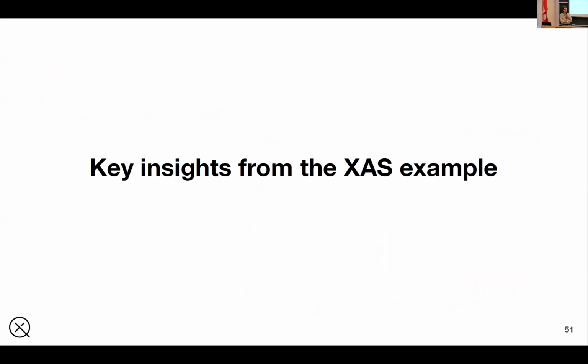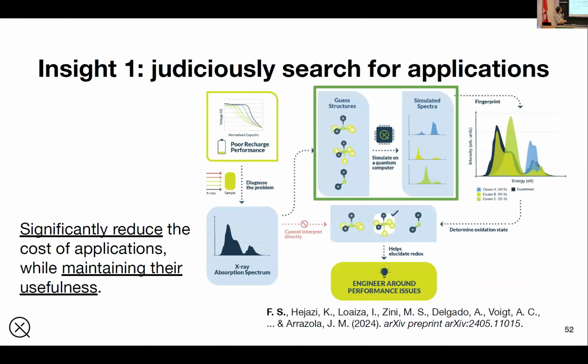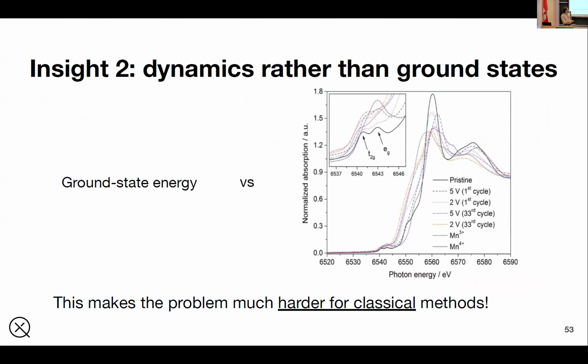So just to summarize with a couple of key insights from this example, first of all, we are really advocating the search for applications as a way to reduce the costs of the algorithm. Finding a niche application goes a long way to reducing the number of qubits and gates that you need while still maintaining competitiveness with classical methods. At the same time, because we're after spectra, something like dynamics, time evolution of the initial state, as opposed to something like the ground state, that also makes quantum algorithms more attractive in practice.